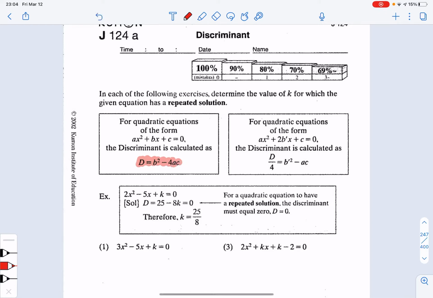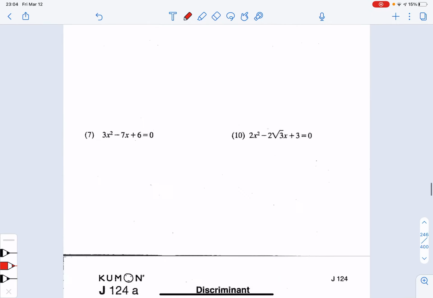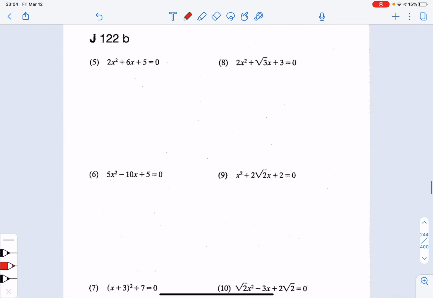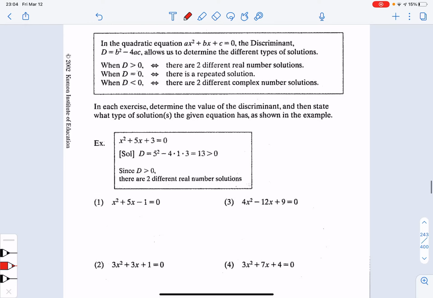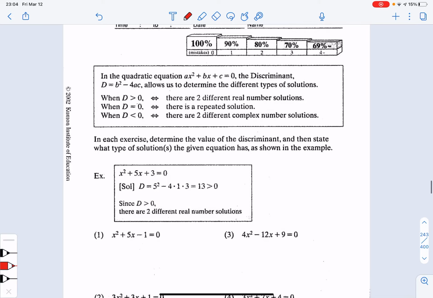And this is the regular form. However, we have an alternative form, which is D over 4. And what is the difference between them? To start with these two pieces of information, we have to start with 122. The reason why we want to start with 122 is that I want you guys to read it.